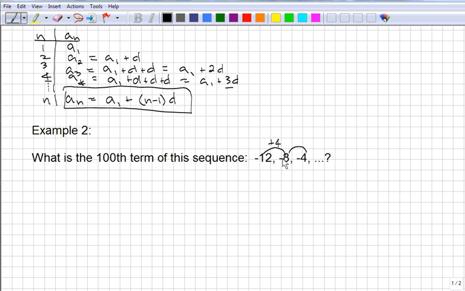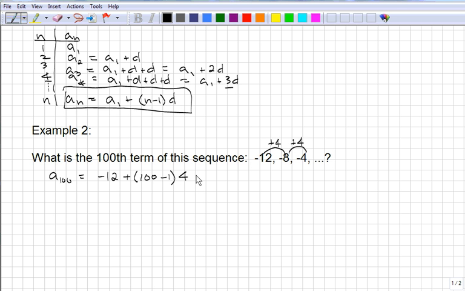So negative 12 plus 4 is negative 8. Negative 8 plus 4 is negative 4. So we have an arithmetic sequence. So the 100th term of this sequence will just be the first term, which is negative 12, plus a multiple of the common difference. And the multiple that we want to add is n minus 1, so it's going to be 100 minus 1 times 4.